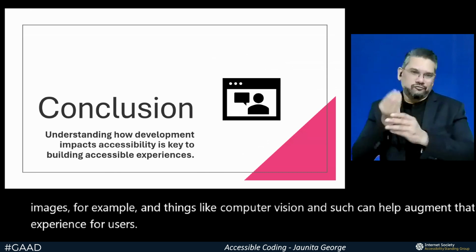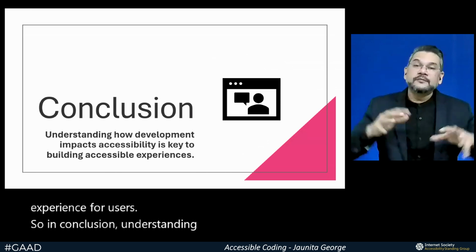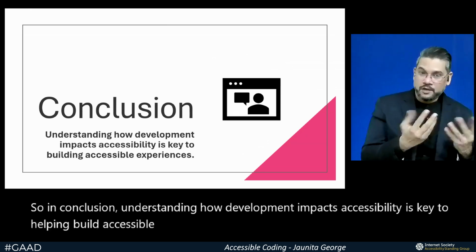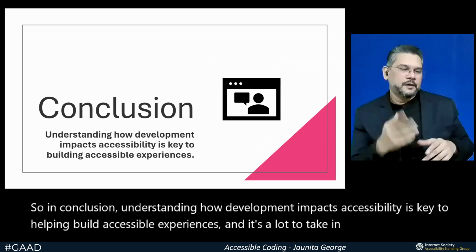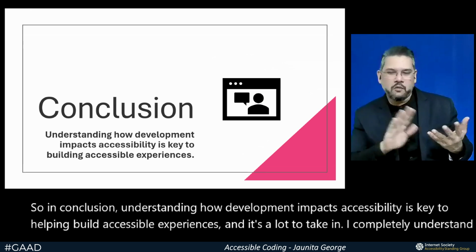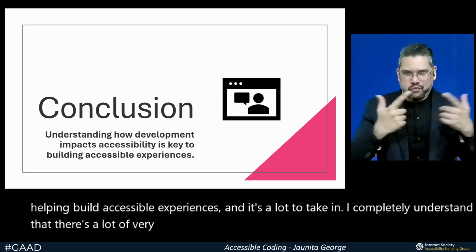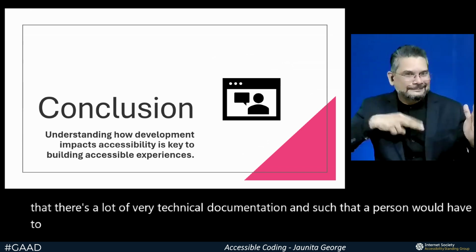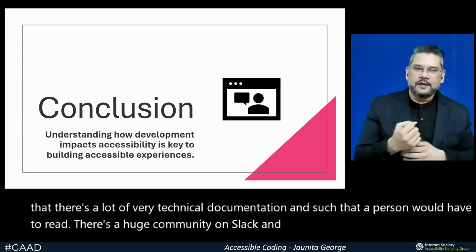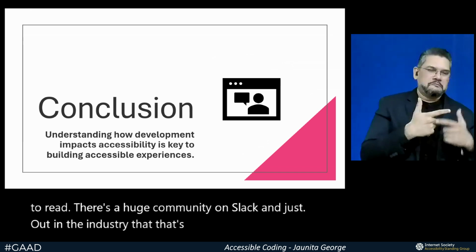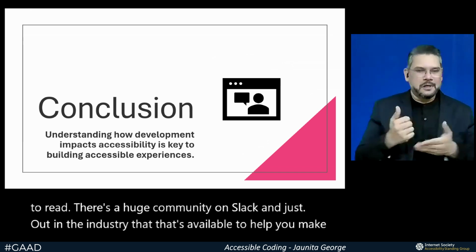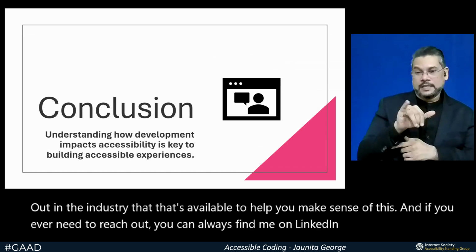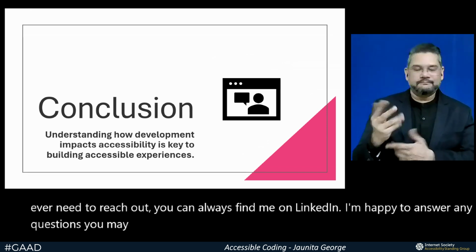So in conclusion, understanding how development impacts accessibility is key to helping build accessible experiences. And it's a lot to take in. I completely understand that there's a lot of very technical documentation that a person would have to read. There's a huge community on Slack and out in the industry that's available to help you make sense of this. And if you ever need to reach out, you can always find me on LinkedIn. I'm happy to answer any questions you may have.